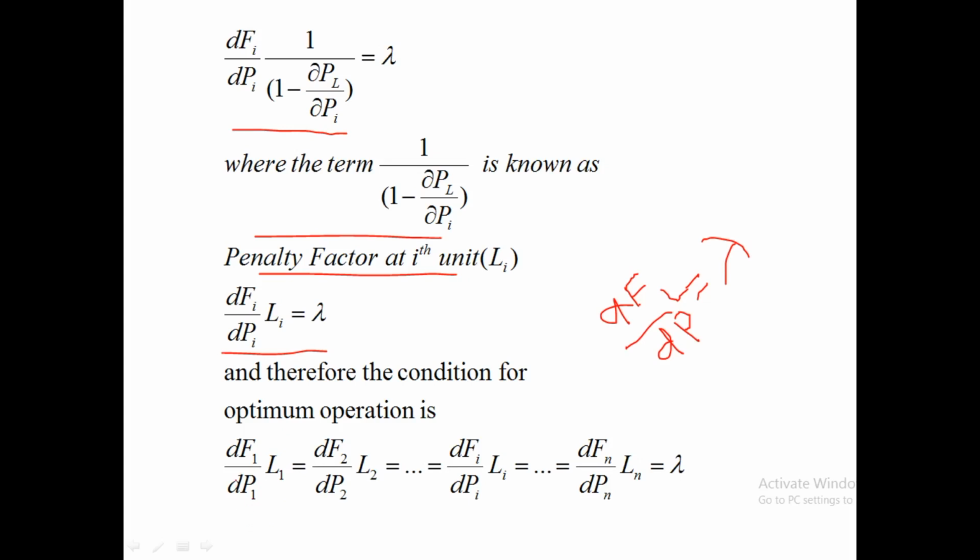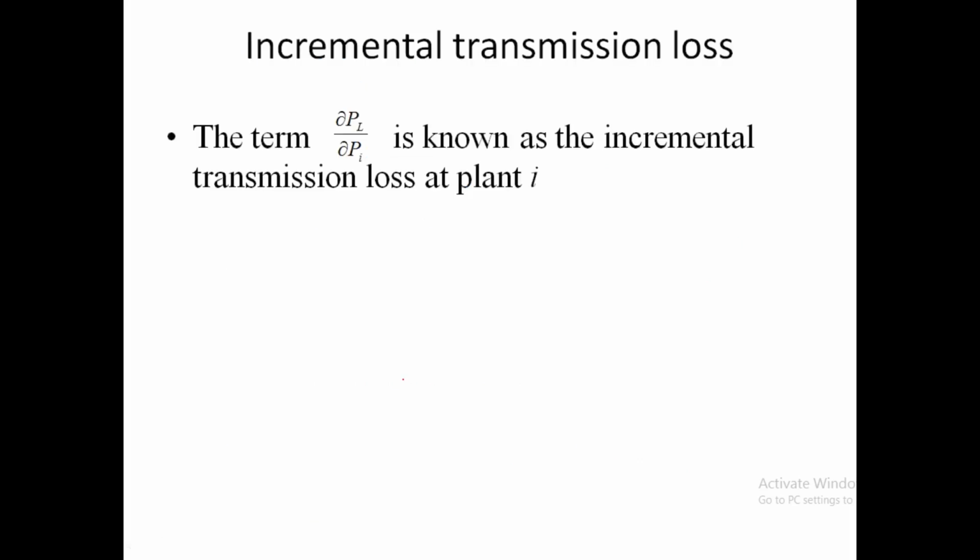df1 by dp1 into L1 equal to df2 by dp2 into L2 etc. equal to what? Lambda. So earlier it was like incremental cost of each plant should be equal to what? Lambda. But if you are considering the line losses, then it will be what? Product of the incremental cost and the penalty factor of each plant should be equal, and it should be equal to what? Lagrangian multiplier. Now incremental transmission loss, the term dou PL by dou PI is known as incremental transmission loss at plant I.